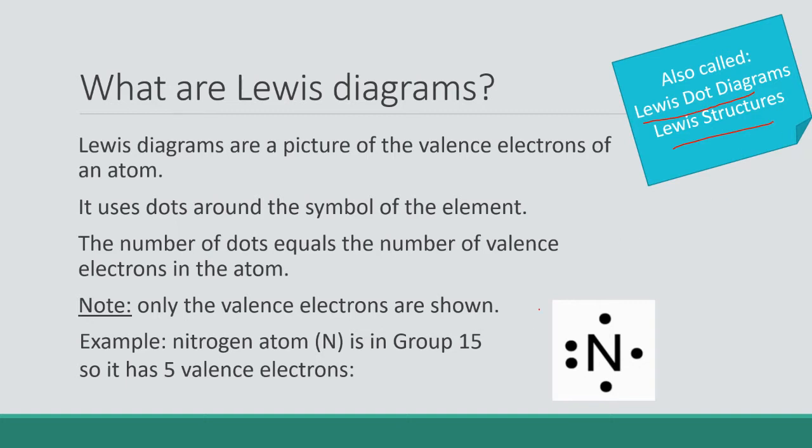First of all, Lewis diagrams for atoms show the valence electrons. We tend to put them in pairs where we can. Nitrogen is in group 15, so it has 5 valence electrons, and we just draw them as dots. This is an example of a Lewis diagram for nitrogen. You need to use the periodic table to work out which group an atom is in, and therefore how many valence electrons it has. Each dot is an electron.